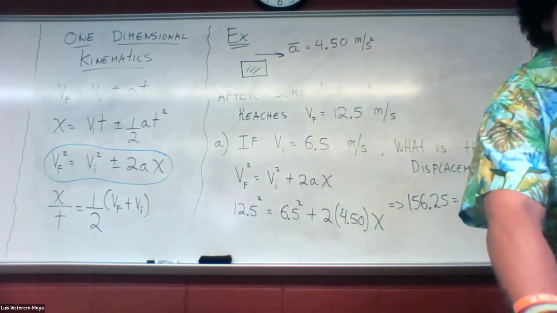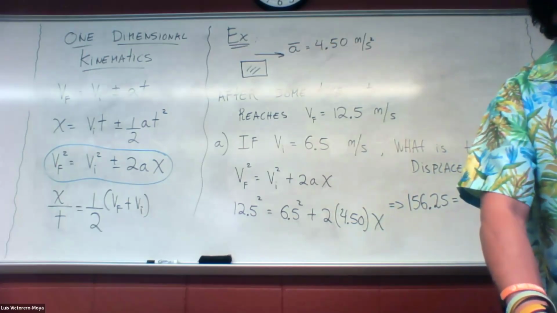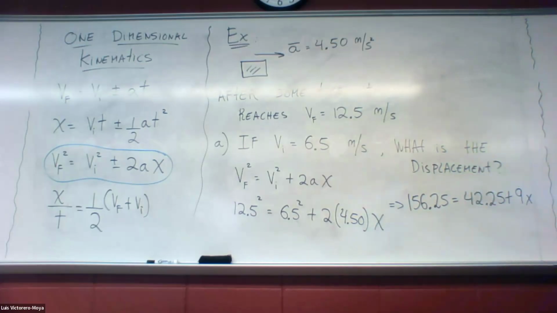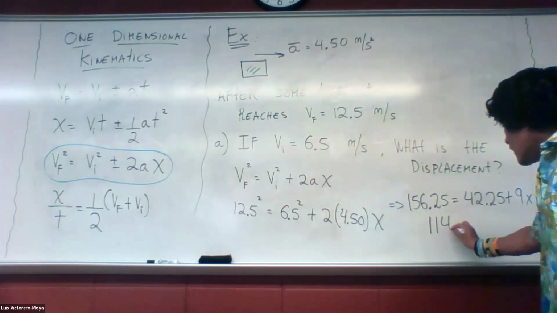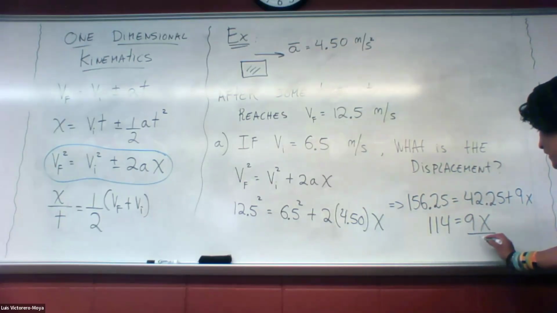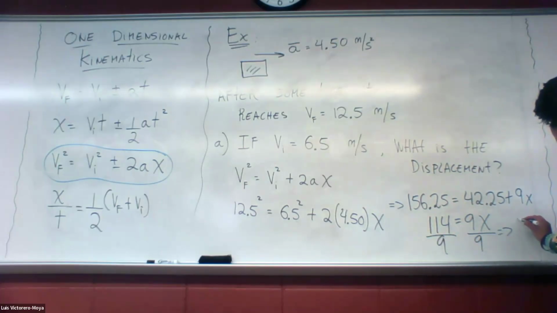What do you have to do? We subtract 156.25 minus 42.25. That's nice. That's 114. So this minus that is 114. That's equal to 9x. I divide by 9, and I get my value of x.